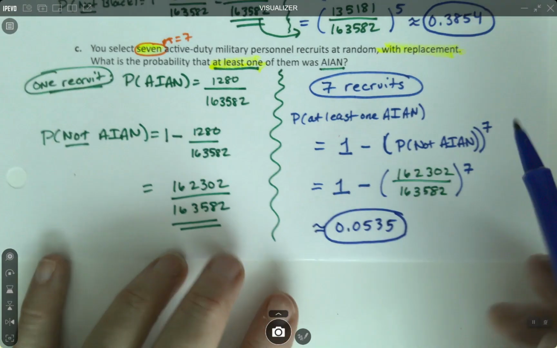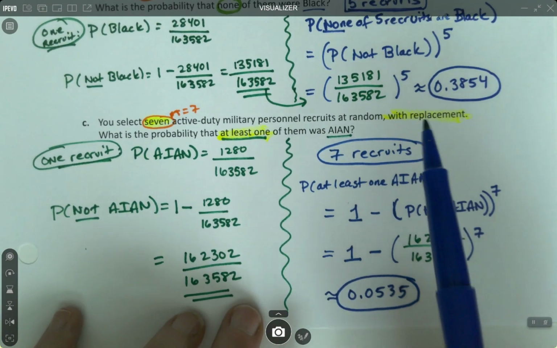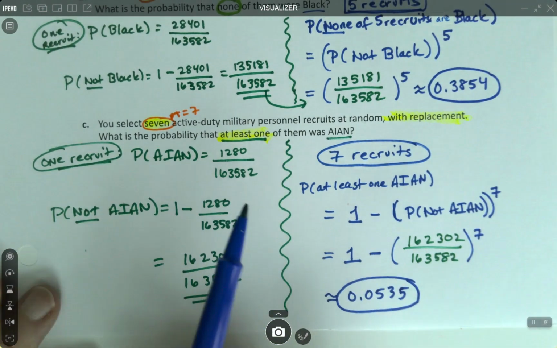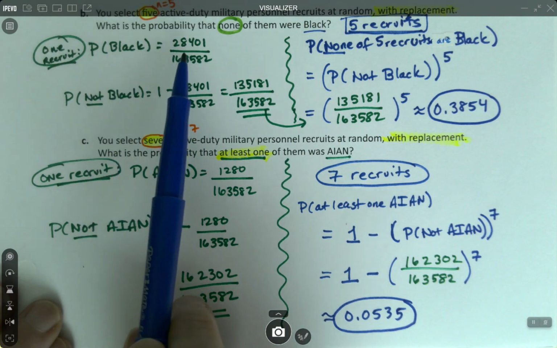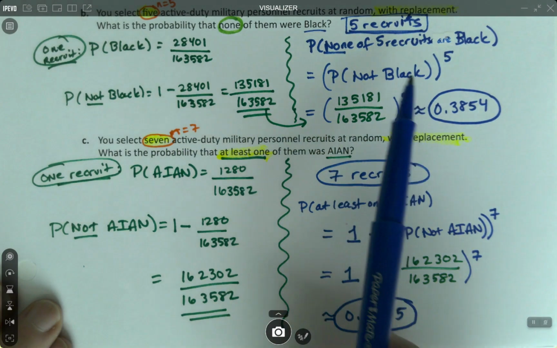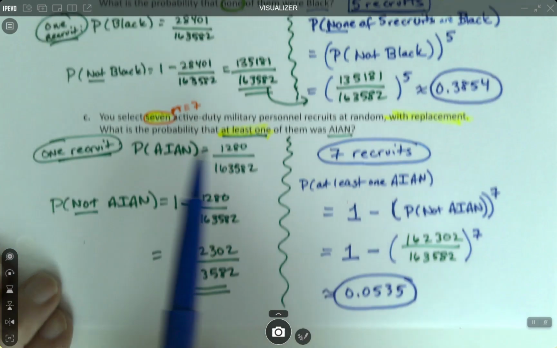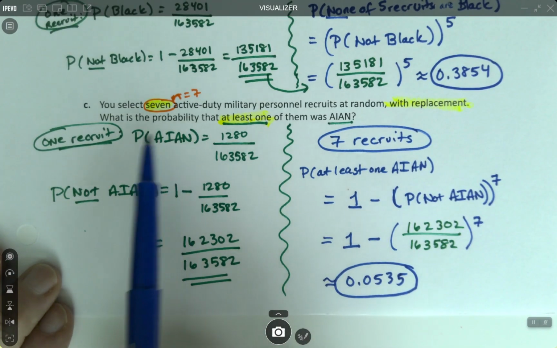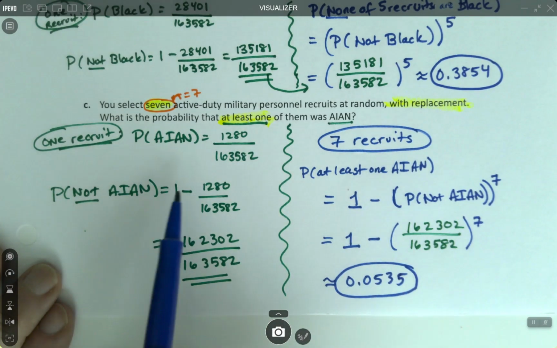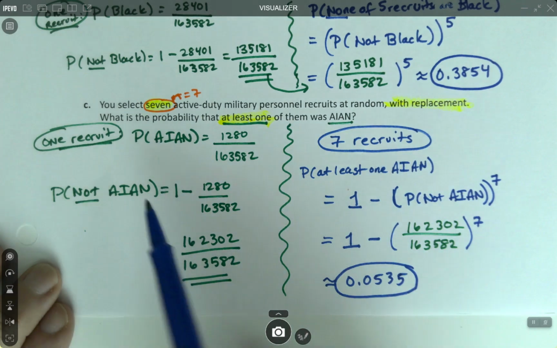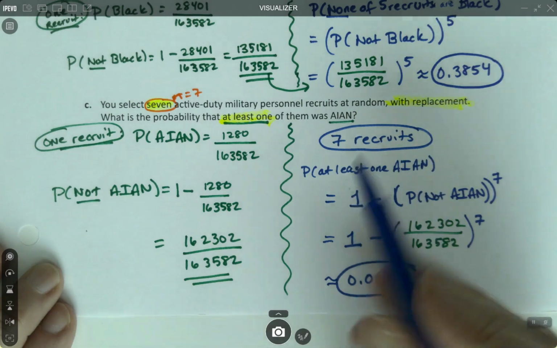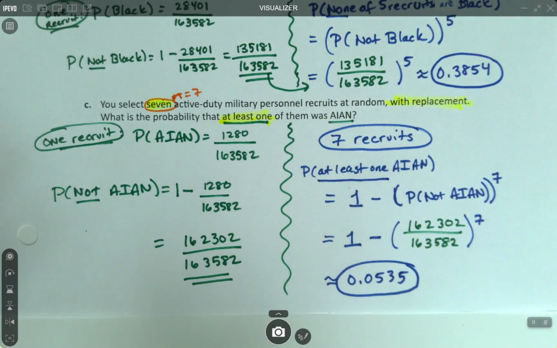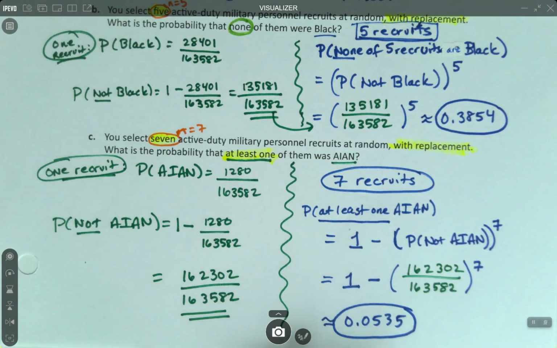And hopefully you can now see how close these two problems are. That's what makes them really tricky. None does this one recruit business. Probability of black, probability of not black, then go take it to a power. This one does the same thing. Probability of AIAN, probability of not AIAN, but for single recruit. Then you go raise it to a power, but you take it away from 1 because you want at least 1. So the at least 1 rule works that way. So it just takes the probability of none and kicks it up one more notch.